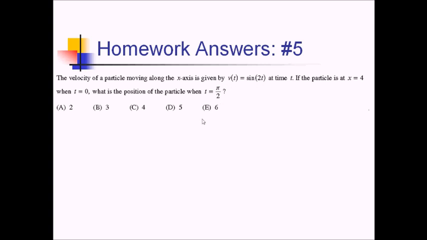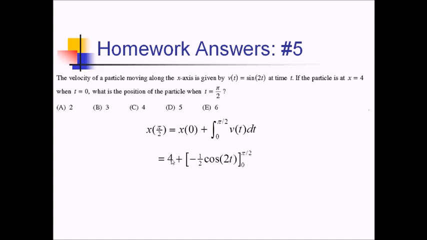Well, the position at time pi over 2 is going to be equal to the position at time 0, which is 4, plus the integral from 0 to pi over 2 of our velocity function. So this is going to be equal to 4 plus, well, now what's the antiderivative of the velocity function here? So antiderivative of sine is negative cosine, but we have a 2t inside, so we're going to have to divide by that factor of 2. So negative 1/2 cosine of 2t then, evaluated from 0 to pi over 2.